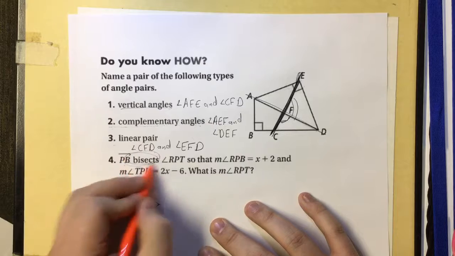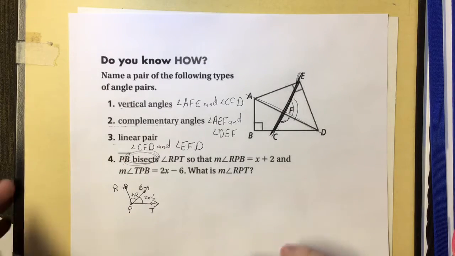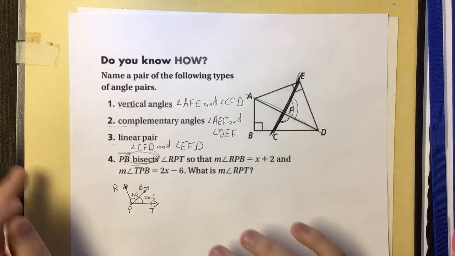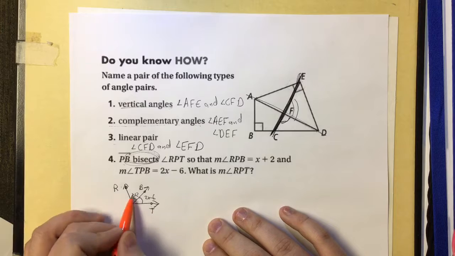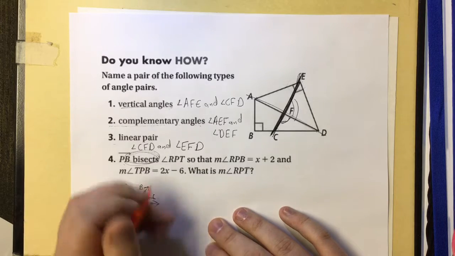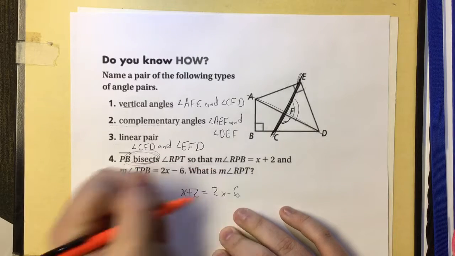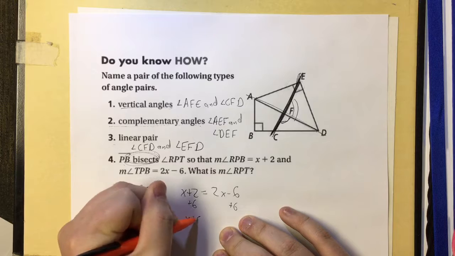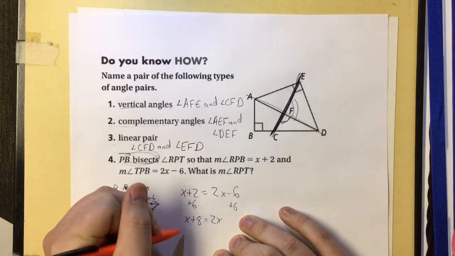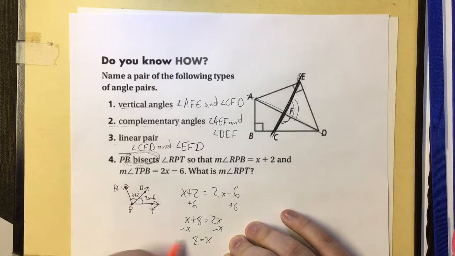Now remember, bisect is kind of like the midpoint. Bisect is going to cut it into two congruent pieces, just like a midpoint did for a segment. So bisect does for angles what a midpoint did for segments. So we can just set these two equal to each other. x plus 2 equals 2x minus 6. Add 6 to both sides and get x plus 8 equals 2x. Subtract x, and we find that 8 is equal to x.